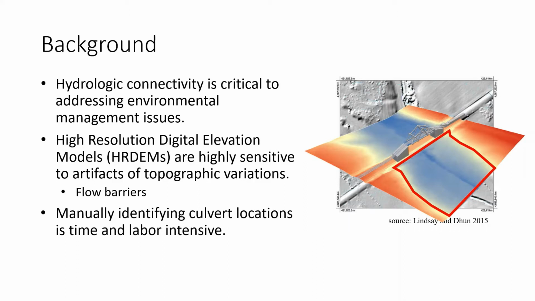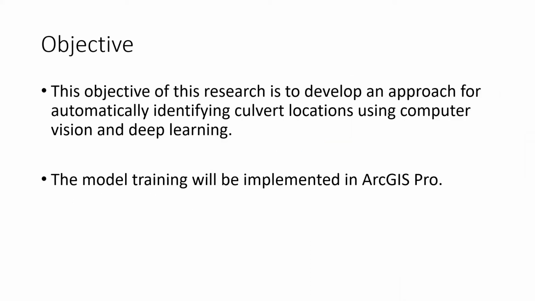Research has shown that incorporating hydraulic structures can improve the spatial accuracy of the derivatives of HRDEMs. However, manually identifying culvert locations is time and labor intensive. The objective of this research is to develop an approach for automatically identifying culvert locations using computer vision and deep learning, and the model training will be implemented using ArcGIS Pro.